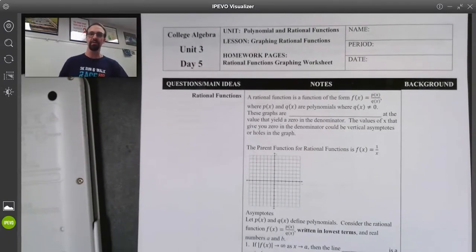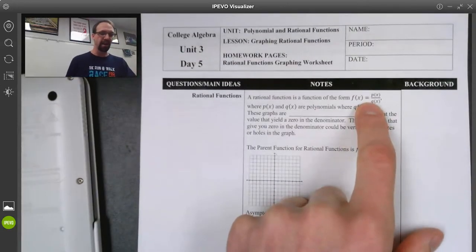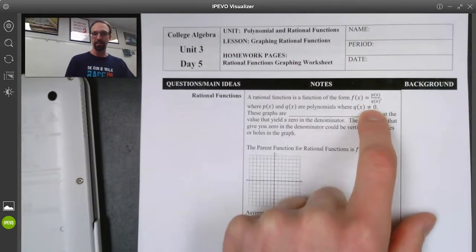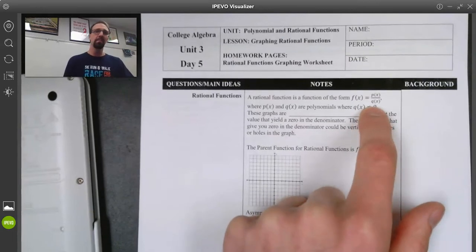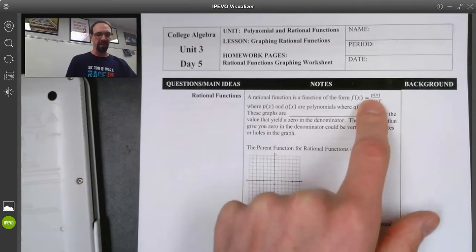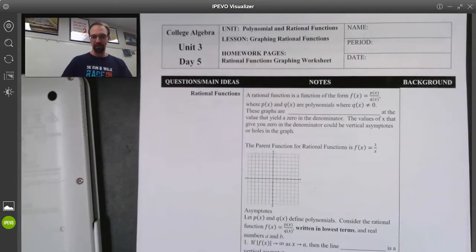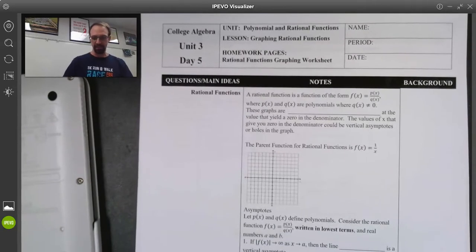To graph rational functions, remember rational functions are essentially a polynomial divided by another polynomial. Remember, you can't divide by 0. So here we have this function f of x is equal to some polynomial p of x divided by q of x, and q of x in this case is not 0. This part is key: when we divide by a polynomial that has variables, we can't divide by 0.